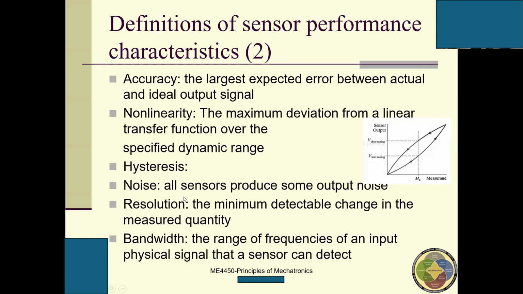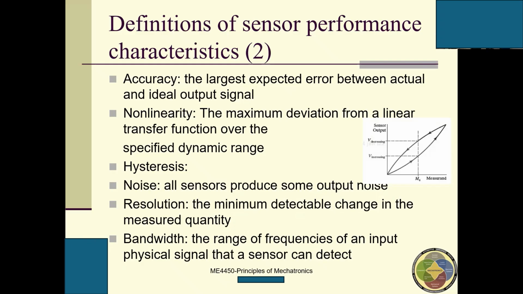Noise. All sensors produce some output noise. Noise is some background noise. Resolution is the minimum detectable change in the measured quantity. So if the resolution of the sensor is very small, that's good.